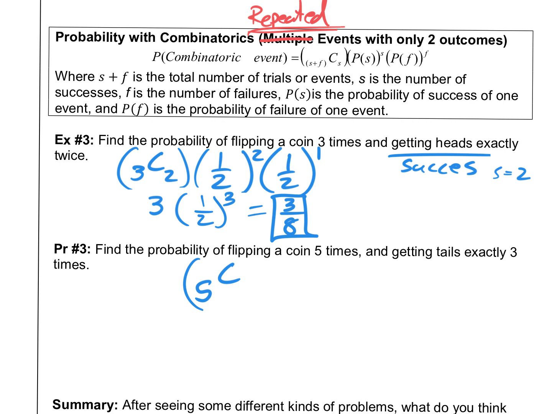So success now in this one is getting tails. And we want that to happen 3 times. So this is going to be 5 choose 3. All right, you should know the probability of getting tails and the probability of getting heads. And so this is going to be a 3. So I think you could fill this out, and this part out, and then you can work it out from there. So go ahead and give that a try, and then check back when you're ready to check your answer.